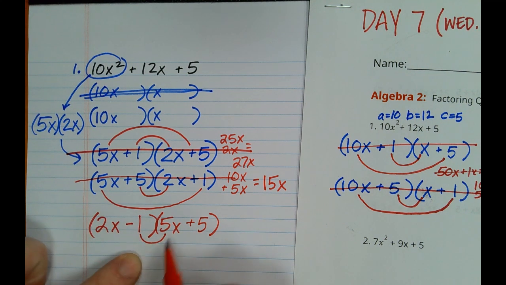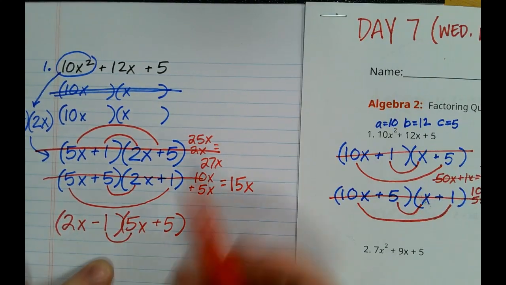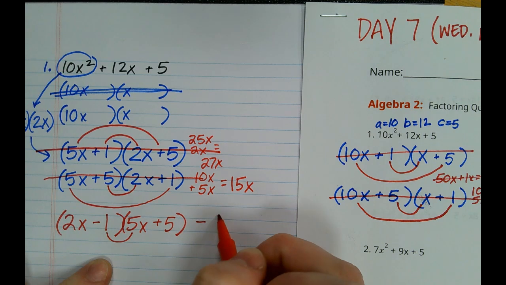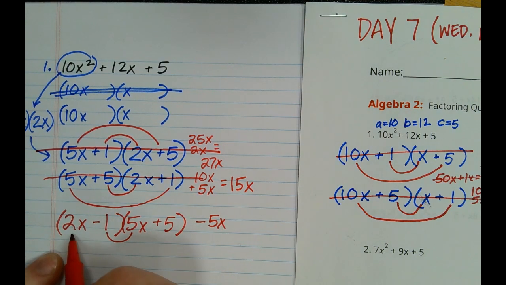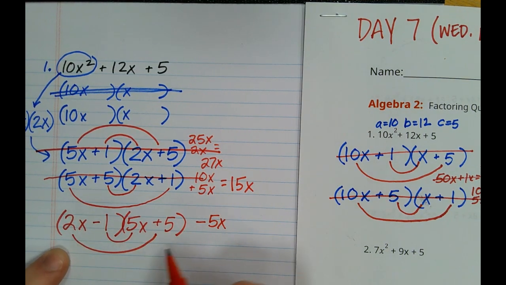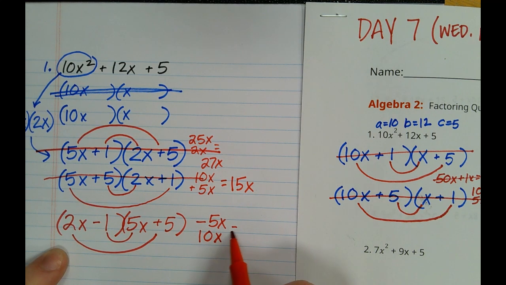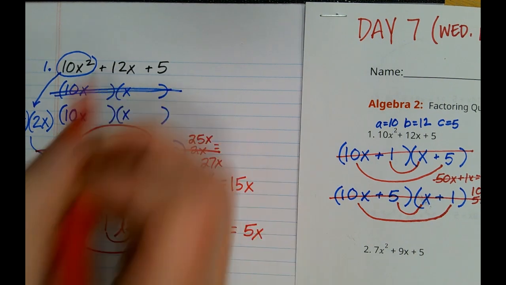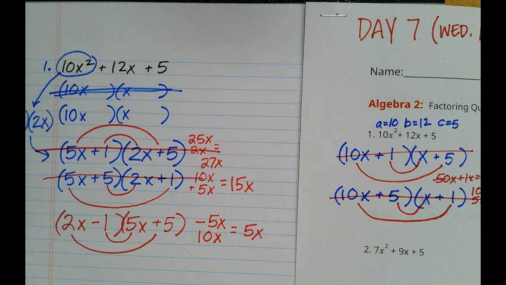Okay. -1 times 5x is negative 5x. 2x times 5 is 10x. Okay. So that's going to give us 5x, but we need 12x. So that's not it either.